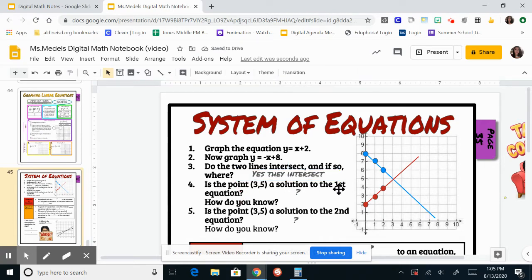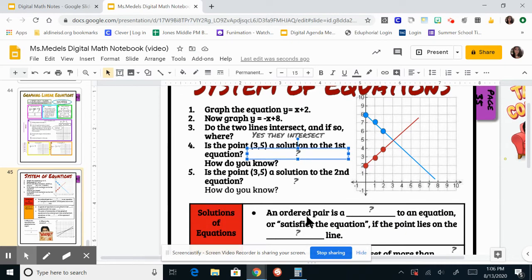Is (3, 5) a solution to the first equation? And how do you know? Is (3, 5) a solution to the second equation, and how do you know? Well, we know that (3, 5) is a solution to both because they intersect. And in a system of equations, we want you to think of x marks the spot. So where do these two lines touch? Where do they intersect? Well, they intersect at (3, 5). So I know that (3, 5) is going to be my solution.